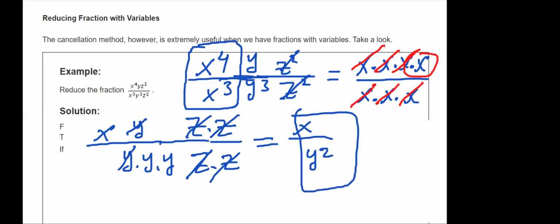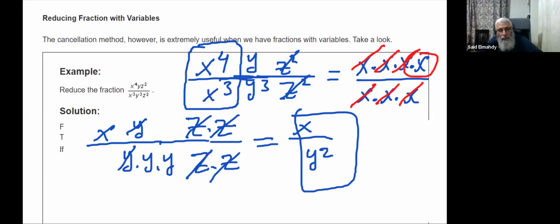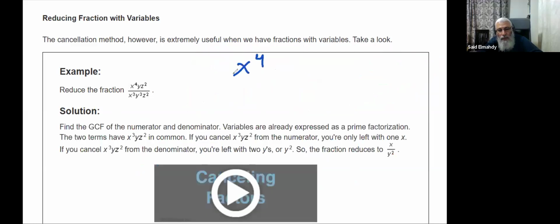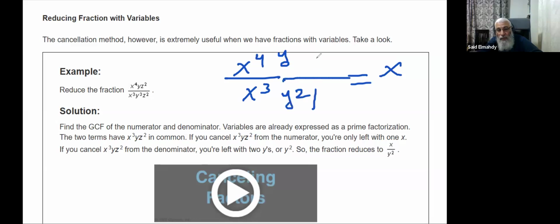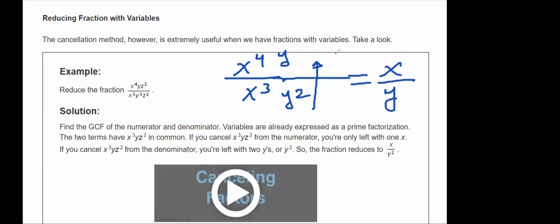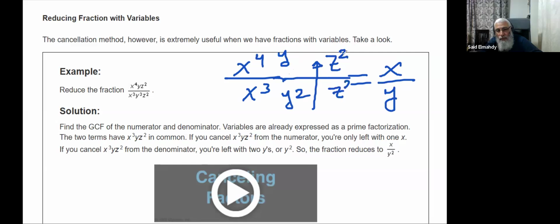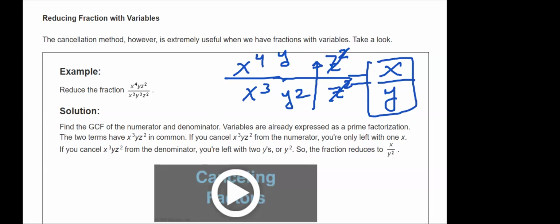So what we do in cancellation is subtract powers. x to the power 4 divided by x to the power 3: subtract powers, 4 minus 3 is 1, so it is x to the power 1. For y and y to the power 3, we subtract but the remainder is in the denominator, because y to the power 3 is greater than y to the power 1. So y to the power 3 minus y to the power 1 is y to the power 2. And z to the power 2 divided by z to the power 2 cancel out. So this is the final answer.